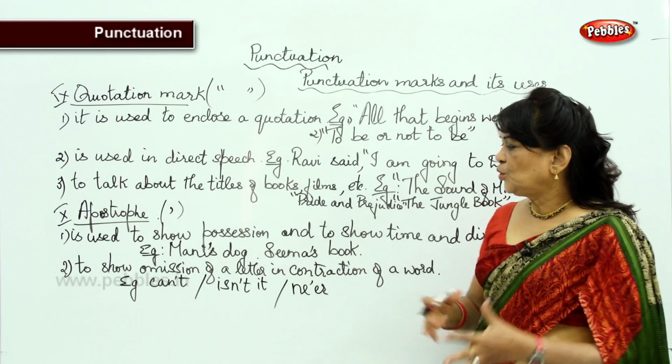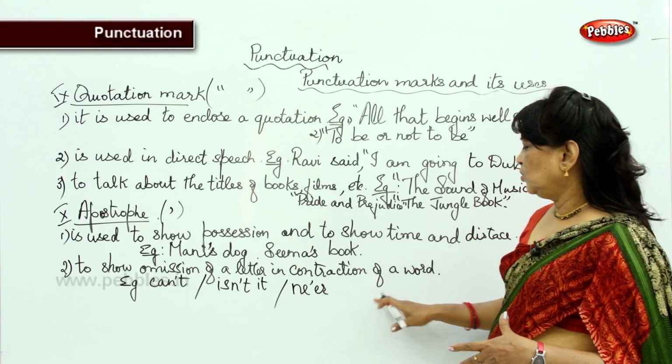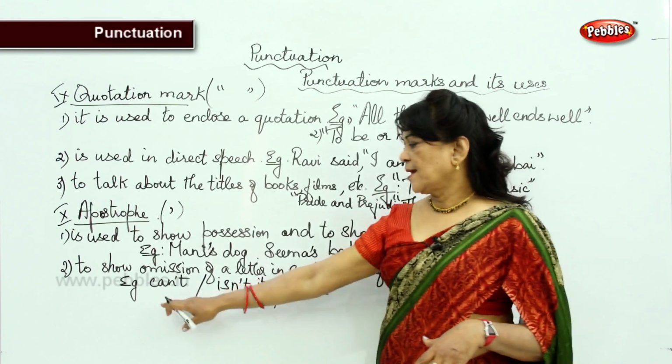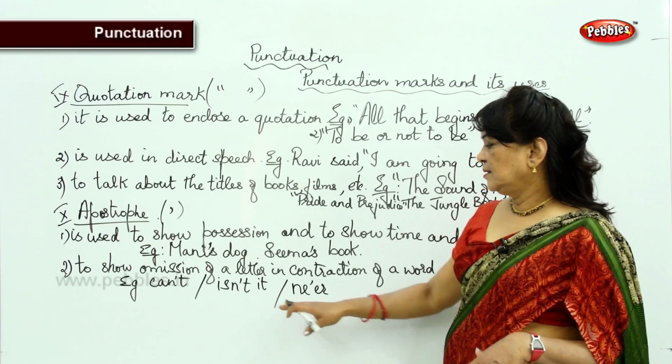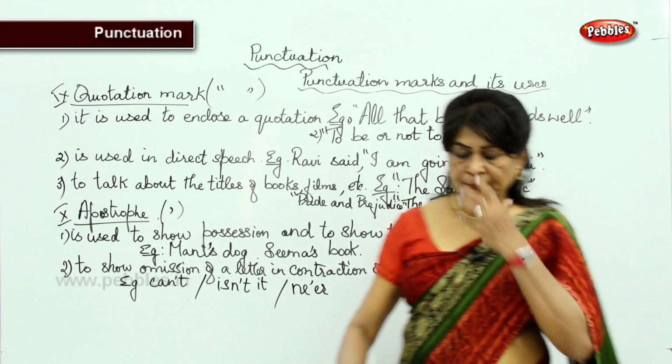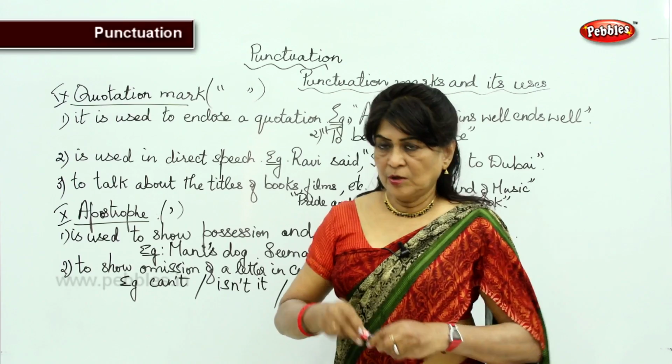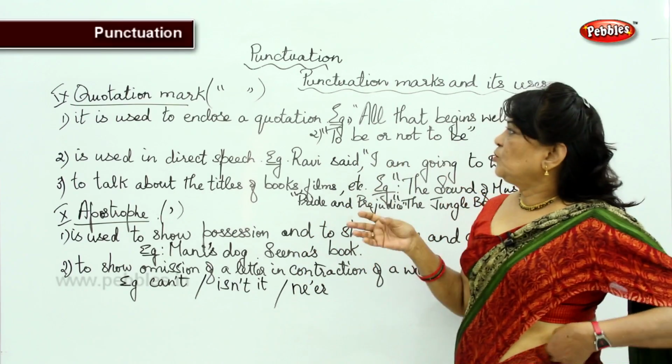These two are the uses of apostrophe: the first one is to show possession, and the second one is to show omission of a letter and contraction of a word, like can't, isn't, ne'er, all these. Okay. So, now we almost come to the end of punctuation marks.